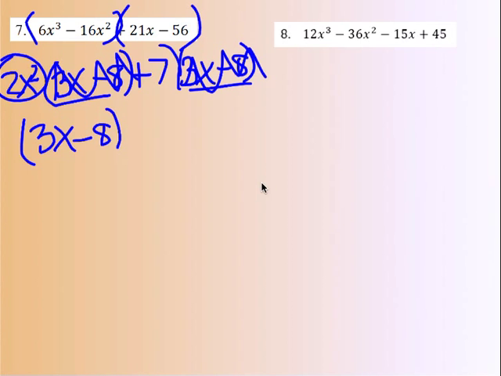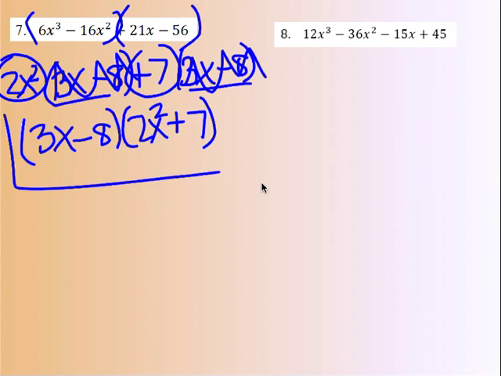So we have 2x squared plus 7x, or not plus 7x, plus 7. So that right there is your final answer for number 7.